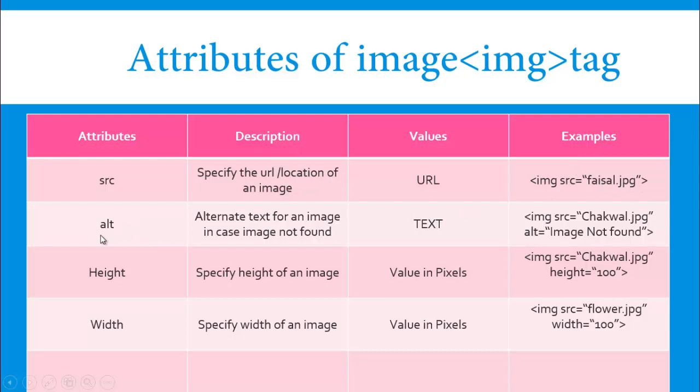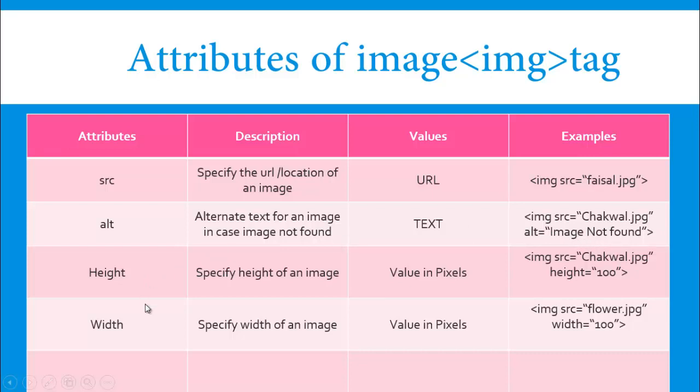Then alt means alternate text for an image in case the image is not found. If the image is not found, it will display a specific text. For example, if I am using this wall.jpg image and it is not in the same location, it will display this message, image not found.